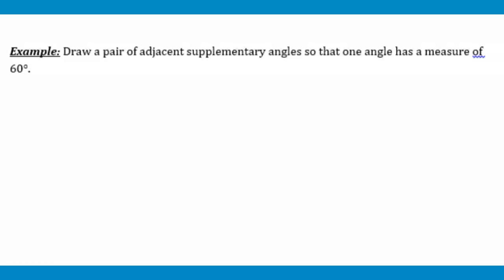All right, next example, it says draw a pair of adjacent supplementary angles so that one angle has a measure of 60 degrees. Now, if you have a protractor, fantastic, but supplementary means that they add up to 180 degrees. And I know a straight angle is 180 degrees. So I'm going to start with a straight line. Use your imagination. That is a straight line. And then in here, I have to have one that's 60 degrees. So if I have a protractor, I could measure up from this base up 60 degrees.